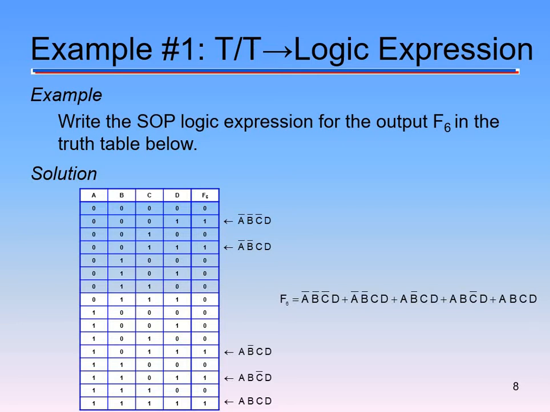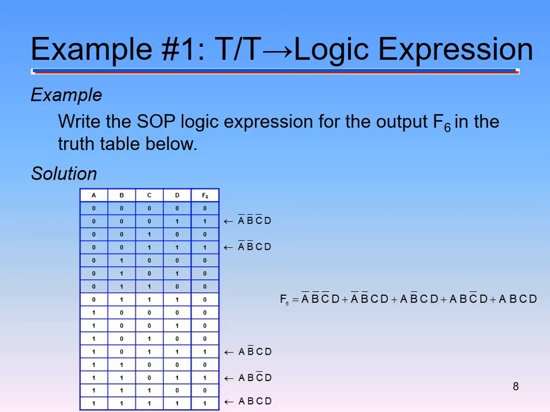Then the next one we have is 1, 0, 1, 1. So that equates to A, B bar, C, D. B is the only one that's a 0 there. That's why it's a B bar. The rest are 1s, so that's why it's A, C, D. Then we have A, B, C bar, D, which equates to 1, 1, 0, 1. Hopefully we're getting the gist of this. You can see the last one, 1, 1, 1, 1, is A, B, C, D.